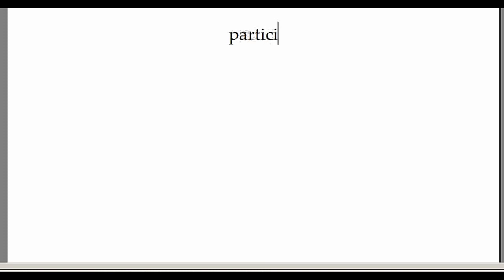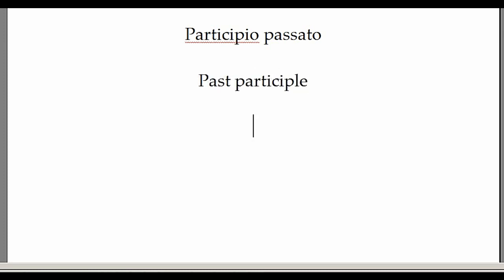We're going to talk about participio passato, which in English is translated as past participle. The past participle is a form of a verb, one of the forms of verbs, and it has a particular function. It is used, for instance, in English when you are conjugating a verb in the present perfect.